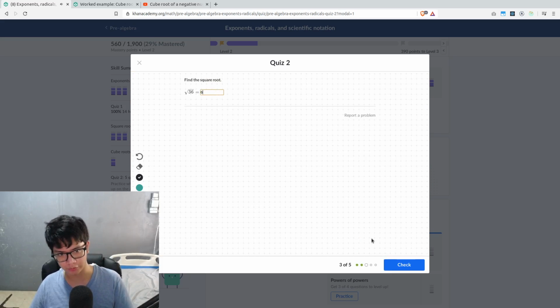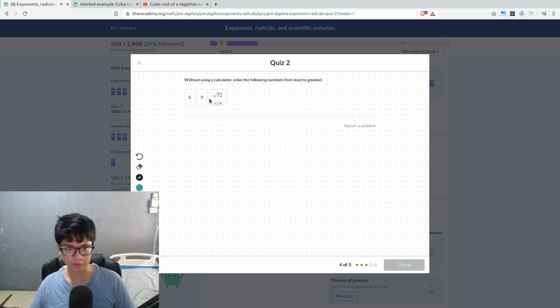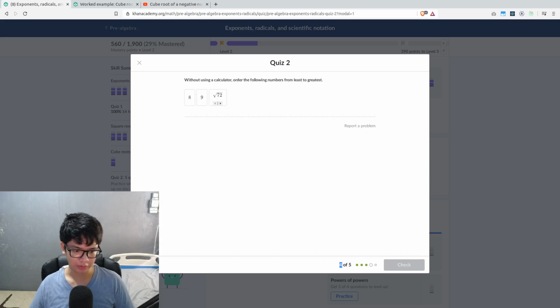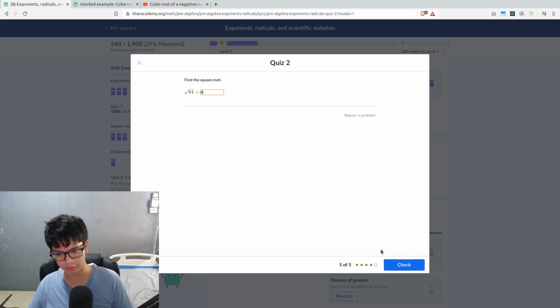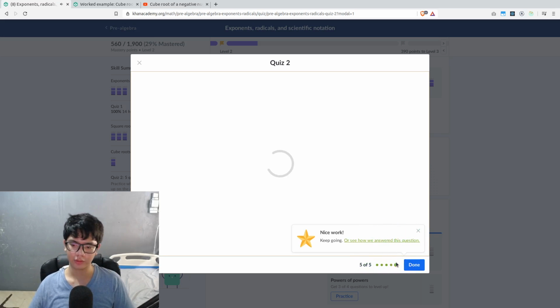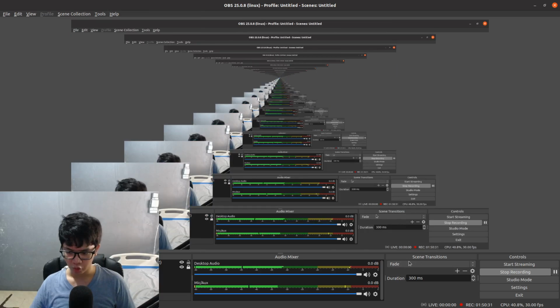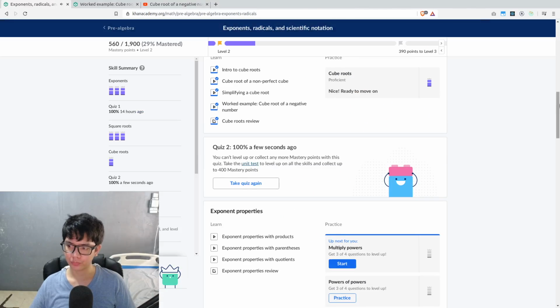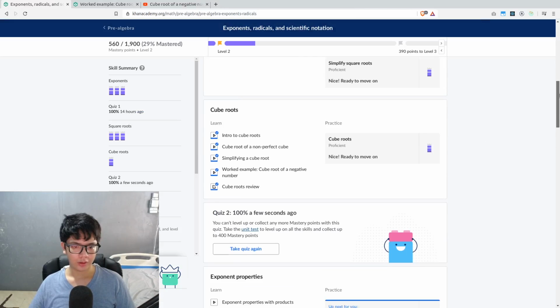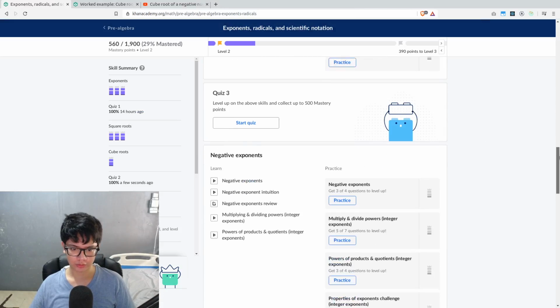Find the square root of 36. 6 times 6 is 36. Least to greatest. Okay, cool. 9 times 9 is 81. 8 times 8 is 64. Oh wow, this is hard. This is 8. 8 times 8 is 64, right? Square root. Okay. Nice. Let's do exponents.